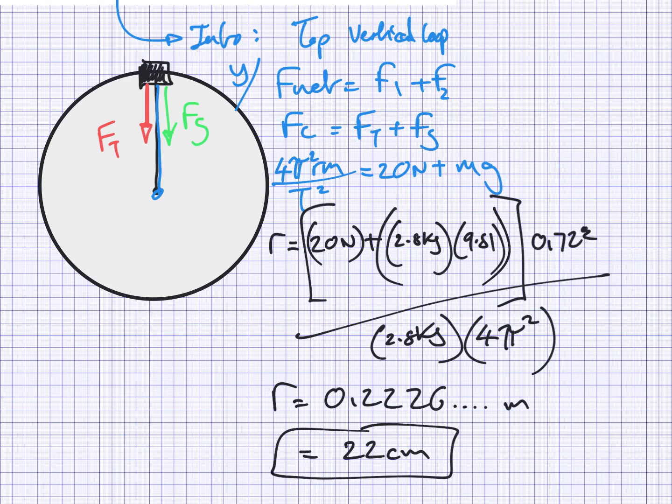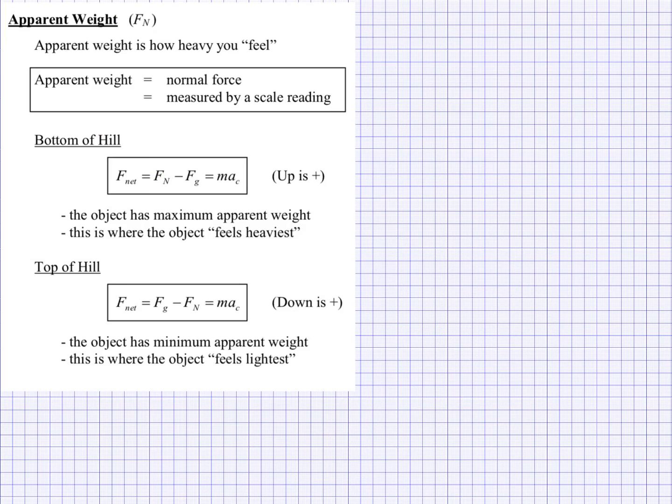And that gives you 22 centimeters as the radius. Okay, so now we have apparent weight.